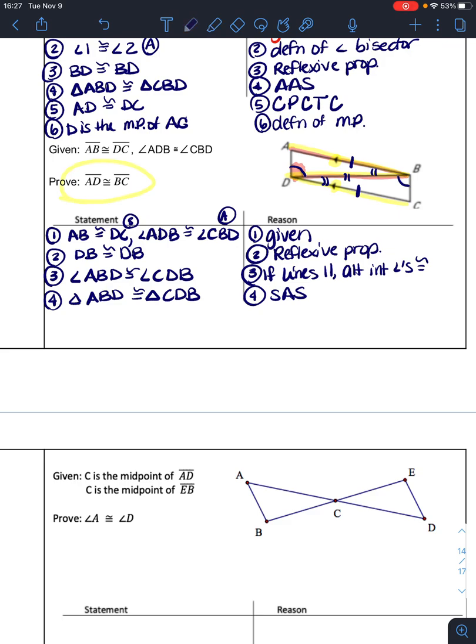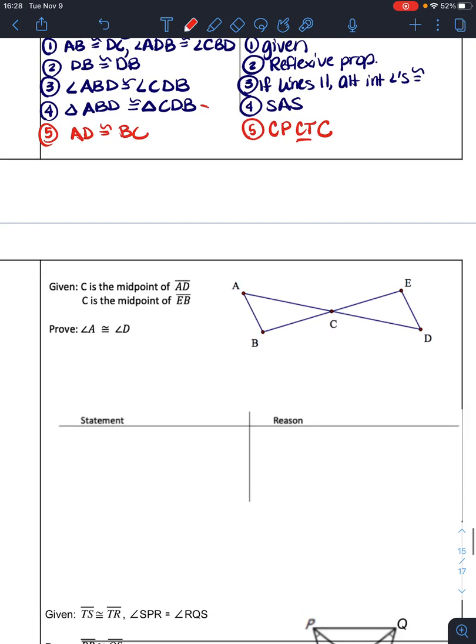Now, I'm trying to prove that AD is congruent to BC. Well, here's AD, and here's BC. That's easy enough, because since I just said those two triangles are the same size, I can say AD is congruent to BC because corresponding parts, those two pieces, AD and BC, are corresponding parts of congruent triangles. I just said those two triangles are congruent. So I can say AD and BC are the same size because the triangles are the same size. But you have to prove that first.